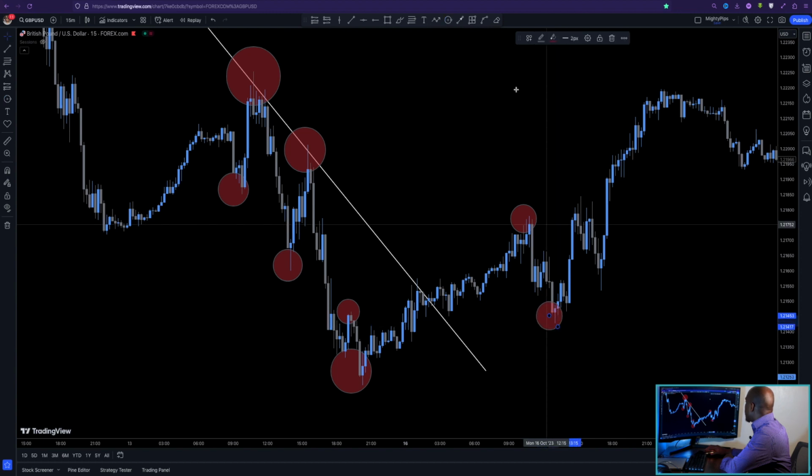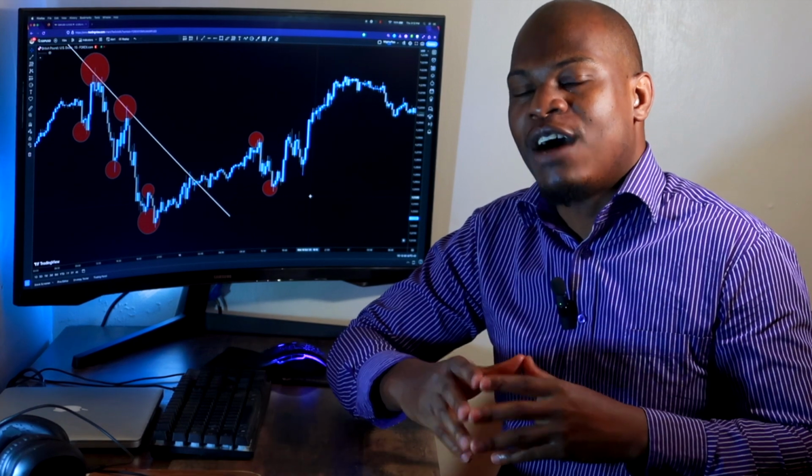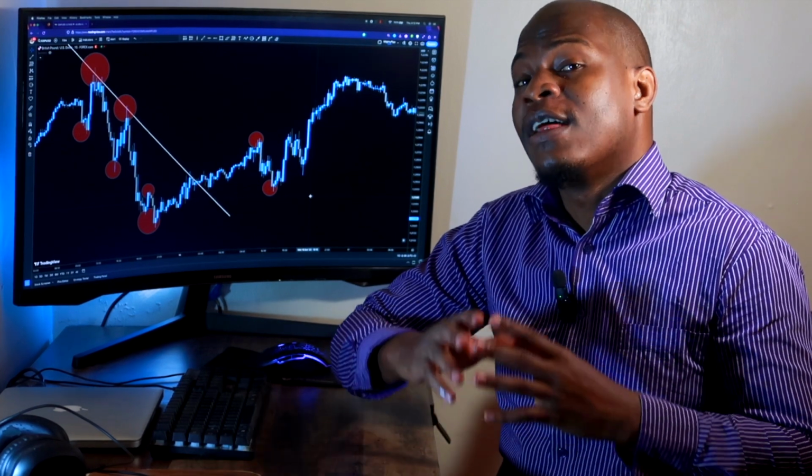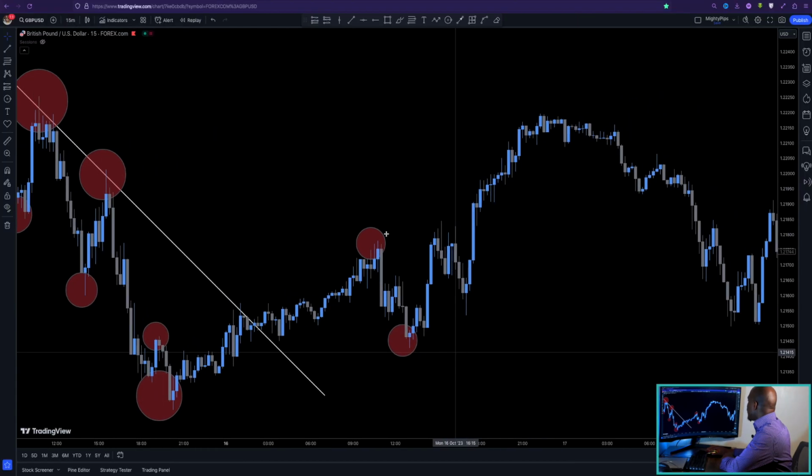Okay. I hope you guys can see. So after you've seen the most recent or the first high after the trend line has been broken, you want to mark that area. So this is the high which was created after this trend line was broken.